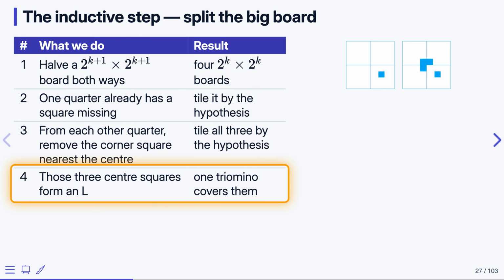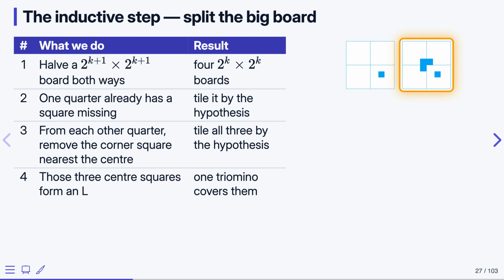Step 4. Look at the 3 squares we just took out. They sit around the center and form an L. One triamino covers them. The right picture shows that center tile in place. Every square of the big board is now covered, so P(k+1) is true.